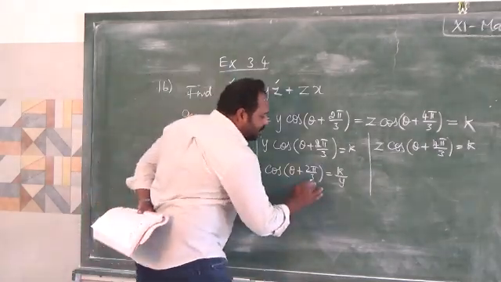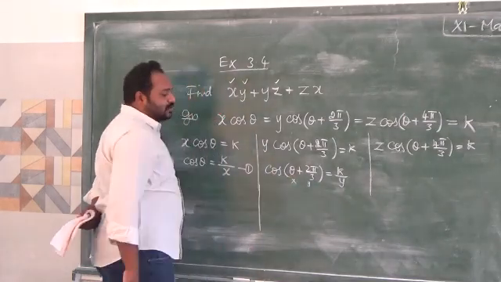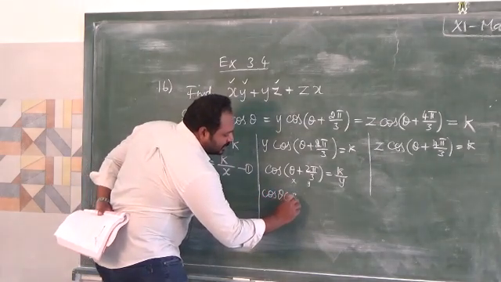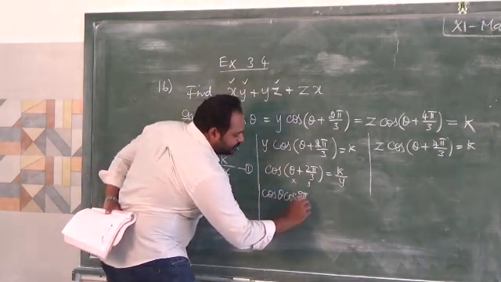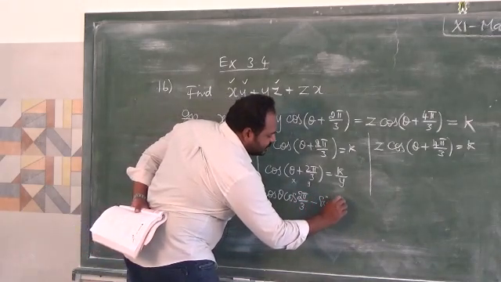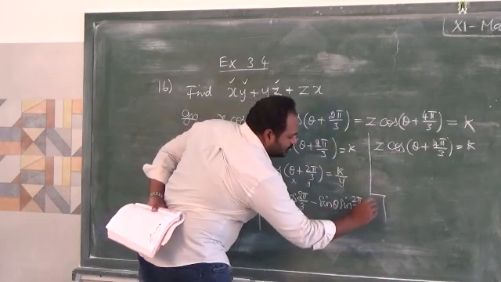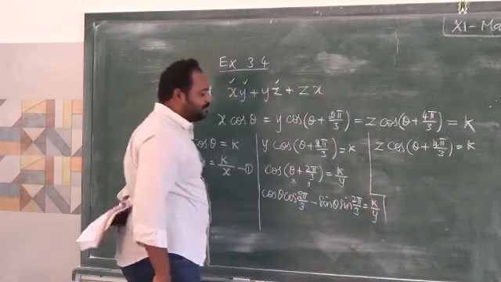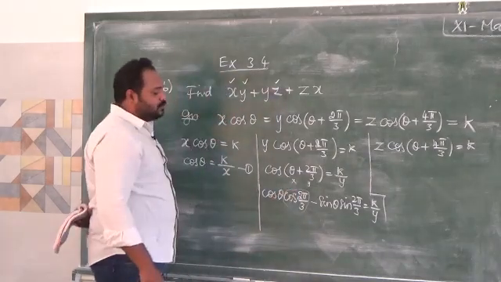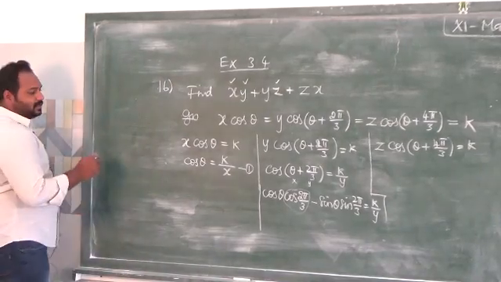Cos of (theta plus 2 pi by 3). I am going to consider this x, this is y. So the cos (x plus y) formula is cos x cos y minus sin x sin y equal to k by y. Now we have to find out the value of cos 2 pi by 3. How to find out cos 2 pi by 3?